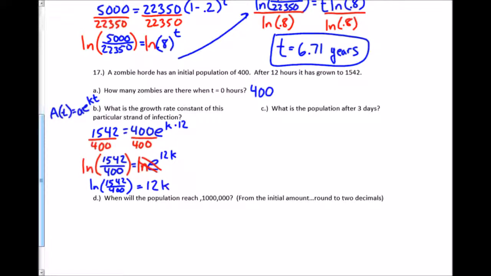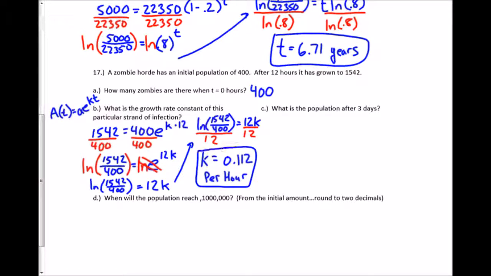And now I can just divide each side. So now I just divide each side by 12. Okay? Again, this is a job for my calculator. I plug it in. So I get 0.112. We'll go 3 decimal places on this one. On the test, make sure that you round to the number of decimal places specified. And that's going to be per hour because my time was in hours. And it's important to remember that unit is attached there.